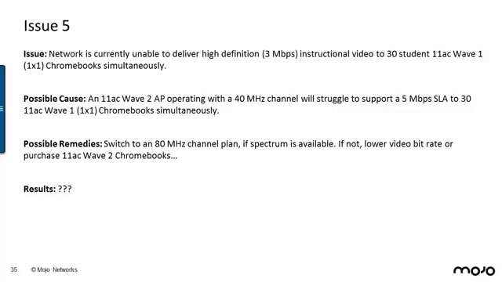You can't just go out and equip all of the students with Wave 2 Chromebooks. But I just want to make the point that it would probably be one of the best ways ultimately, especially if you don't have the spectrum available, to upgrade the client types, because client types really, really, really matter in terms of getting the most out of the available spectrum. They matter as much as the type of APs that you're using. So that was issue number 5, and so that's it for the issues.